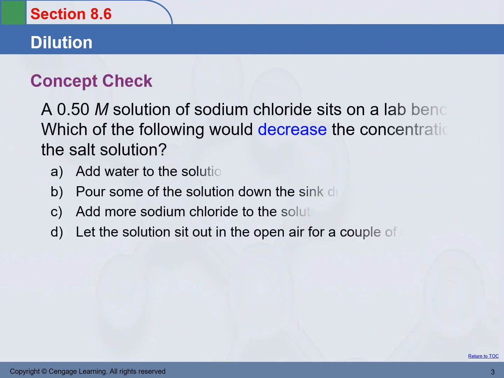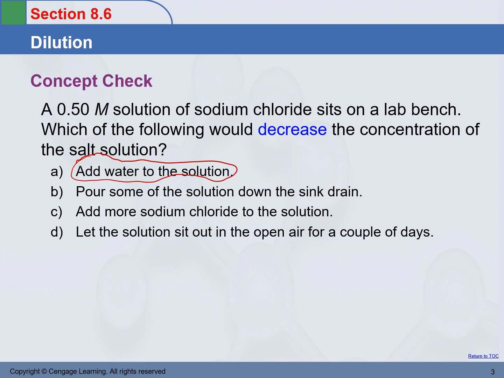Concept check. There's a 0.5 M solution of sodium chloride on the lab bench. Which of the following will decrease the concentration of the salt solution? Add water to the solution. Well, that's dilution, so that will decrease it. First of all, that will be our answer, at least one of these right now. Adding solvent will decrease the concentration of our solution.